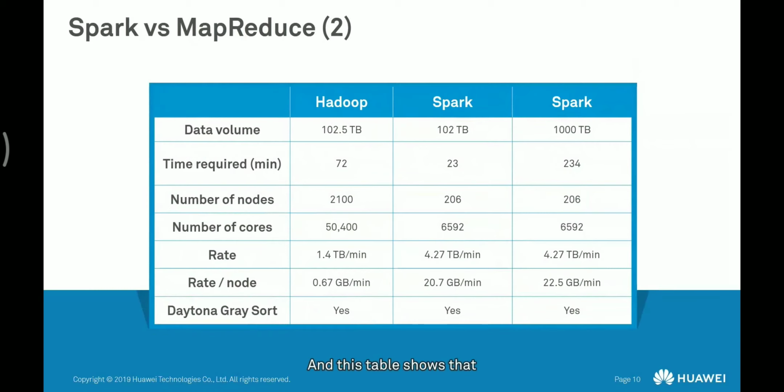And this table shows that the performance of Spark is much better than that of MapReduce. The resources, including the number of nodes and cores needed for computing in MapReduce, are almost 10 times those in Spark. But Spark improves the performance by more than 3 times.